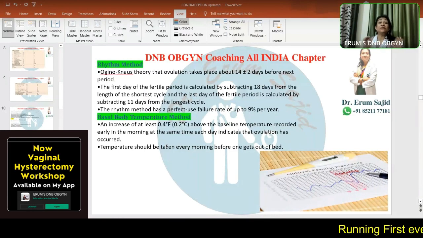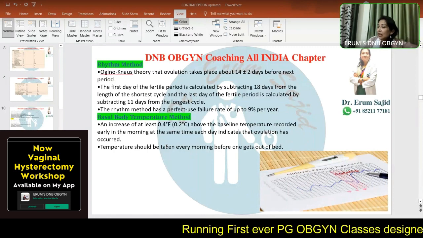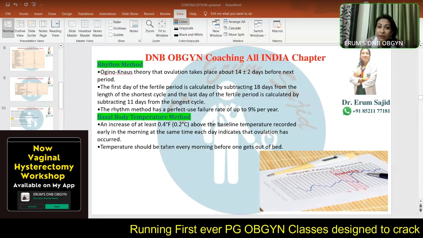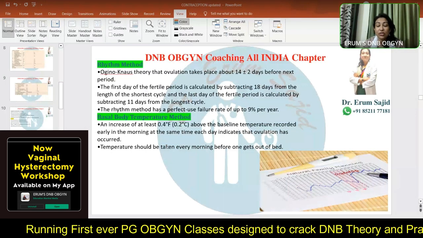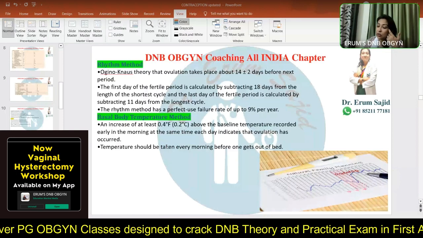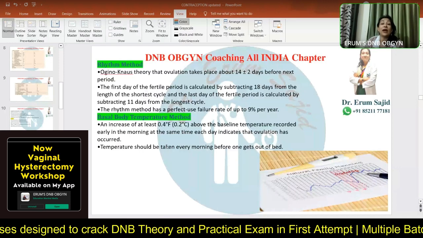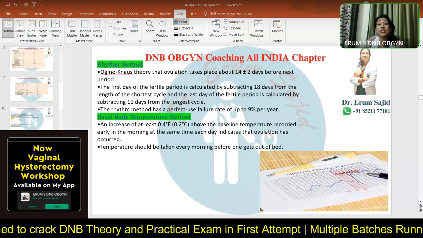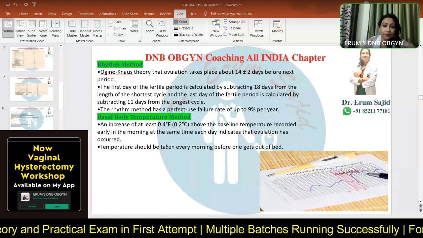And if you use it perfectly, the failure rate is only 9%, which is very encouraging. That means you're abstaining at the most fertile period, which is a very smart way of handling things, because you're not altering the basic physiology and you're not taking any external agent. Many people have conservative beliefs and don't want to practice contraception from outside by changing the body or the physiology of the female. This is a good method.